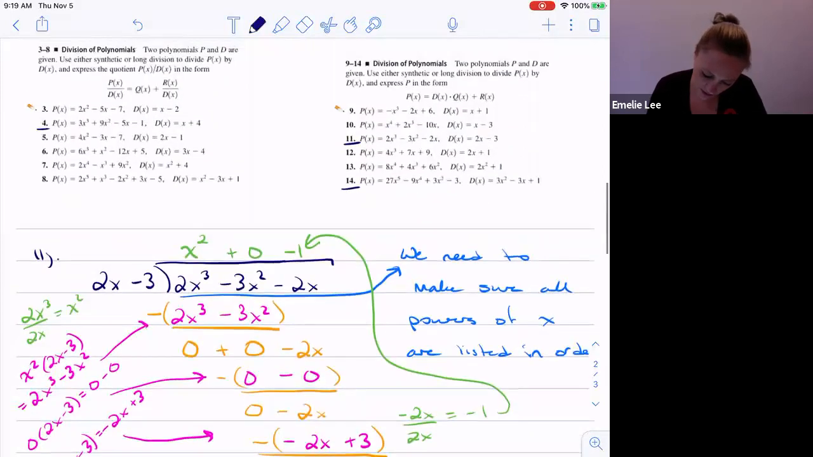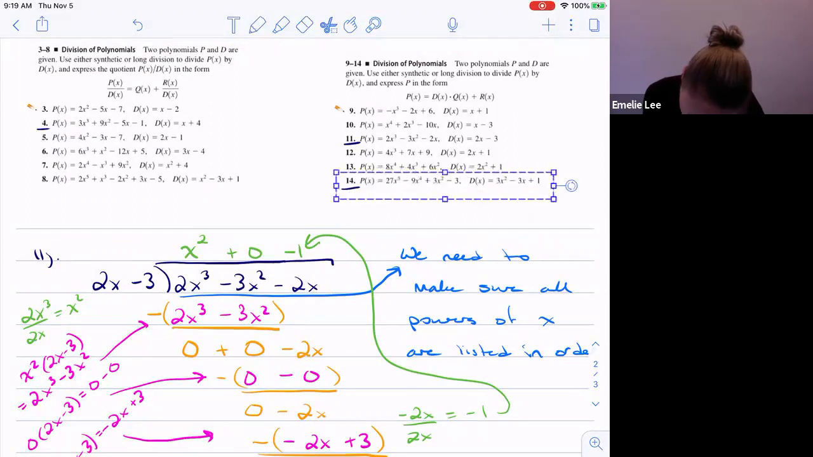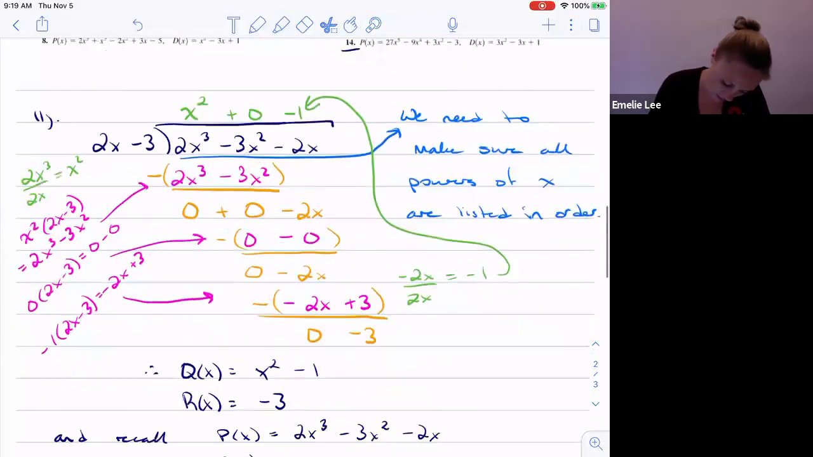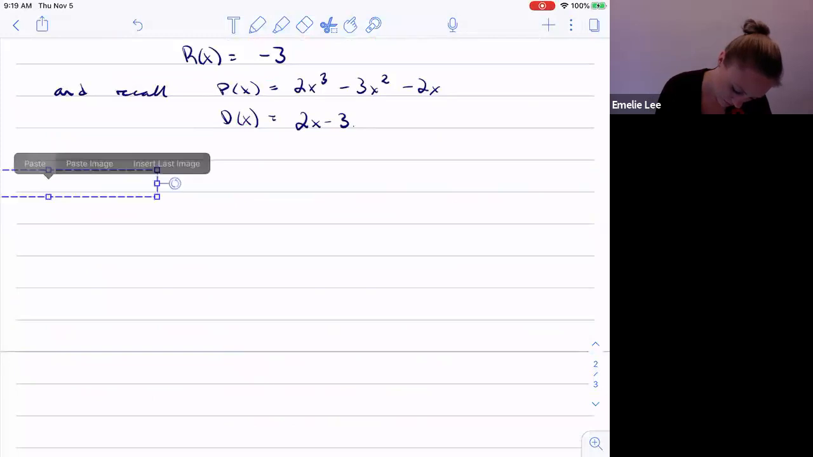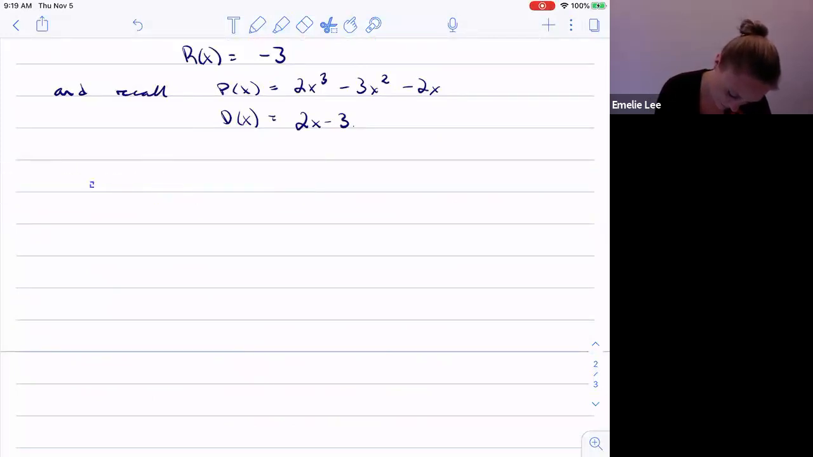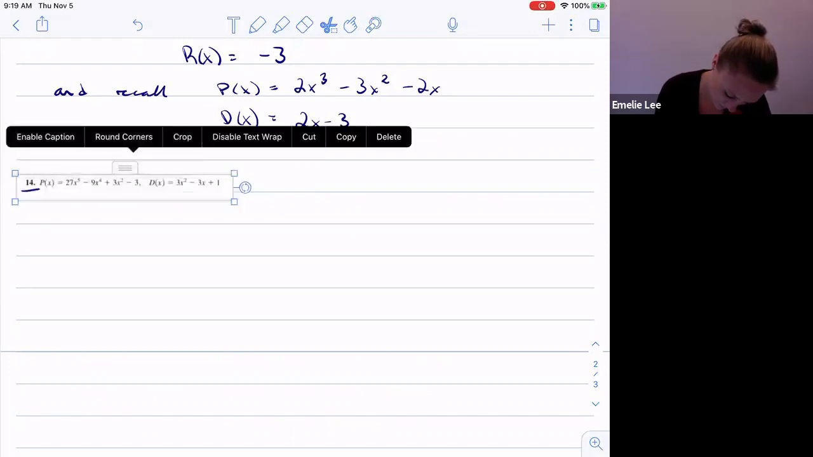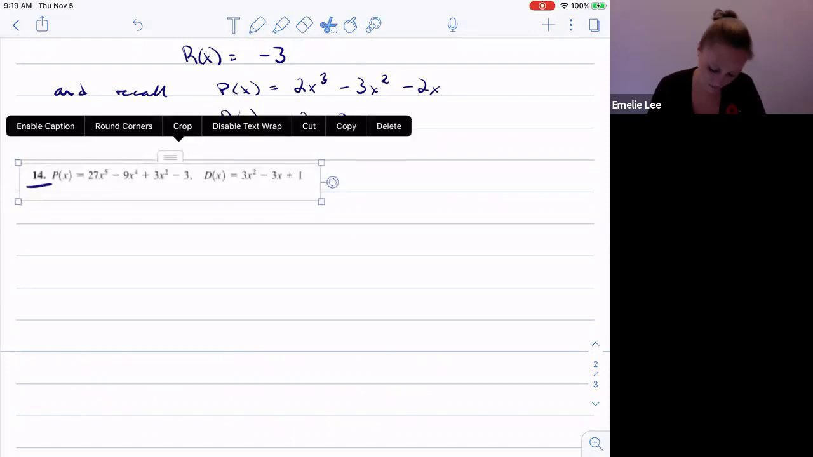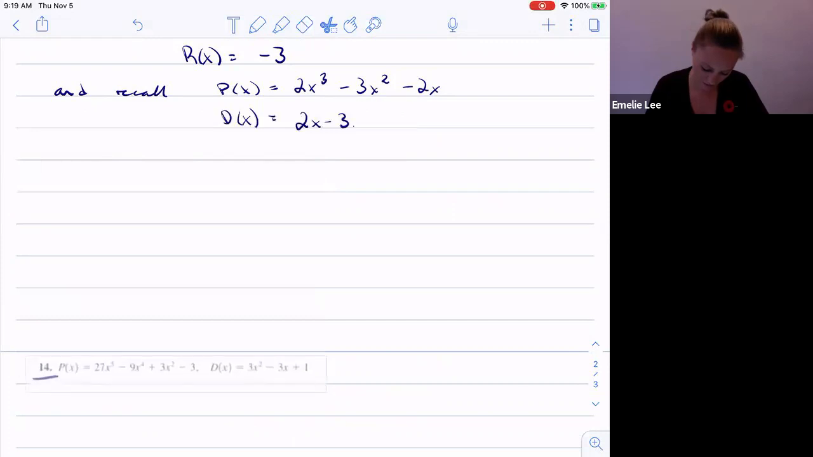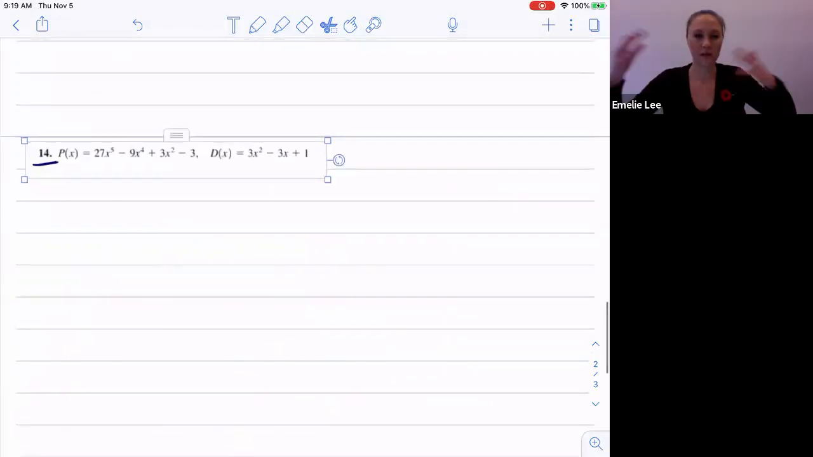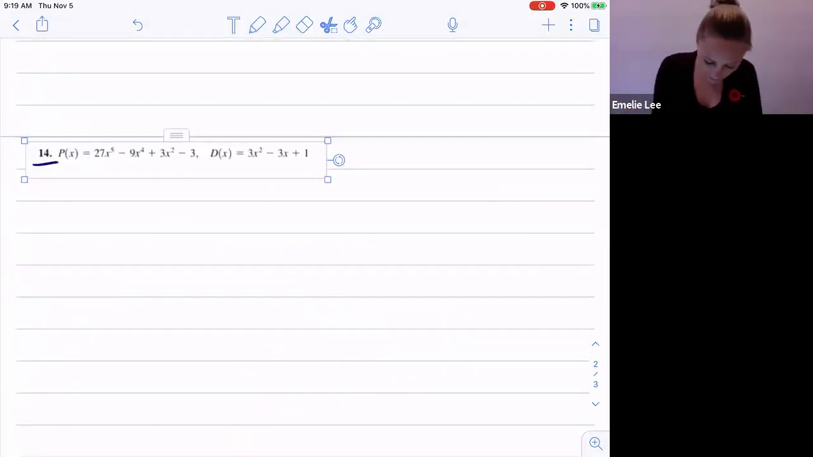Let's do another one. Let's do this 14. It's huge. I'm going to copy it so I don't have to keep scrolling back and forth. Okay. Maybe I'll put it on a fresh page so I can have room to breathe.